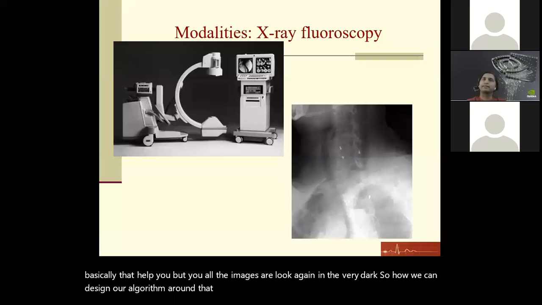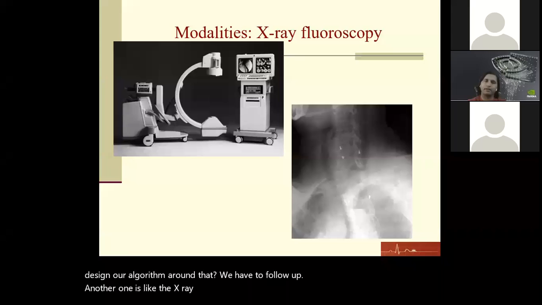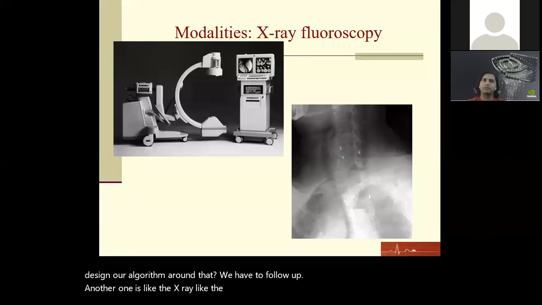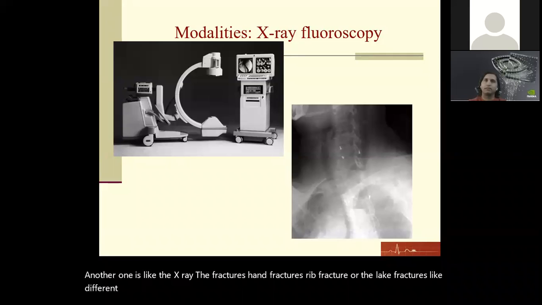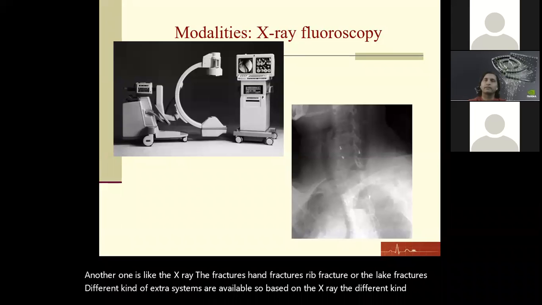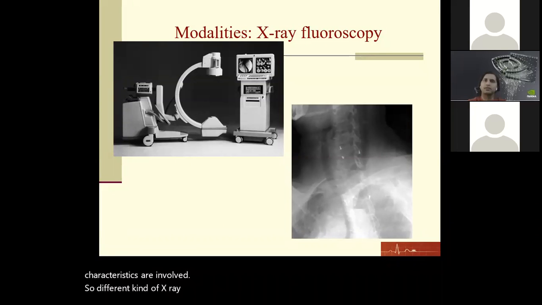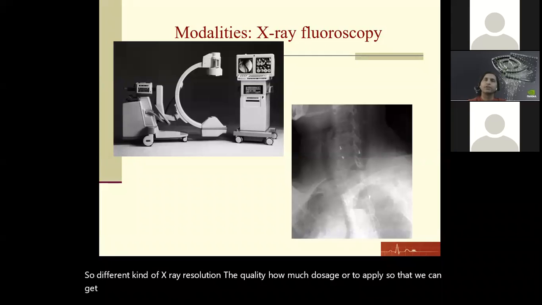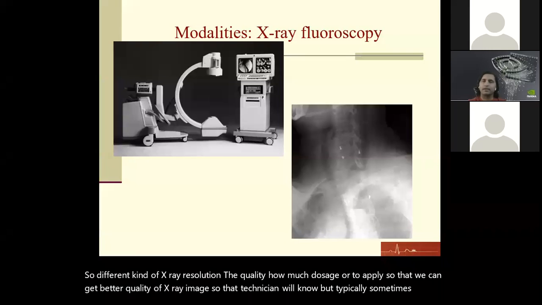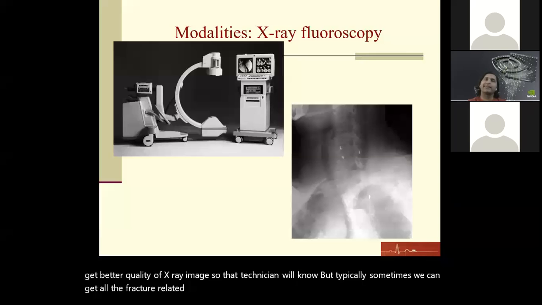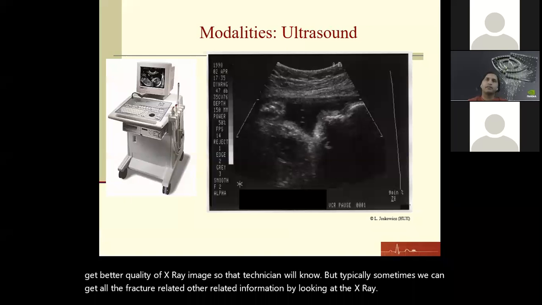Another one is the X-ray, for fractures like hand fractures, rib fractures, or leg fractures; different kinds of X-ray systems are available. Based on the X-ray, different characteristics are involved: different X-ray resolution, the quality, and how much dosage you have to apply, so that we can get better quality X-ray images. The technician will know, but typically we can get all the fracture related and other information by looking at the X-ray. And then another one is ultrasound.